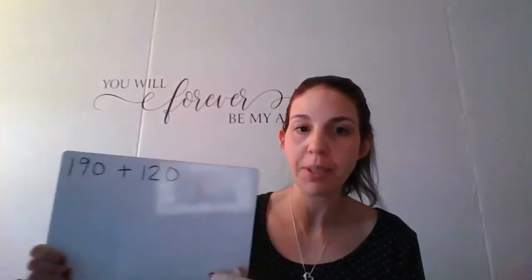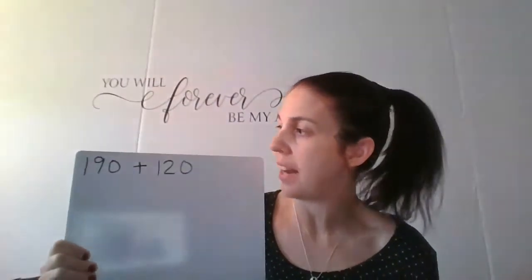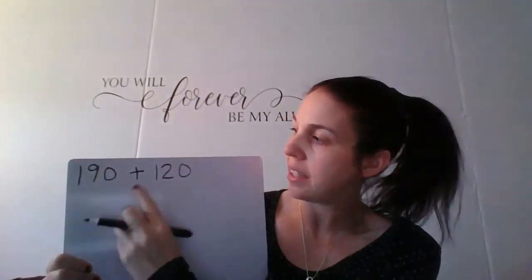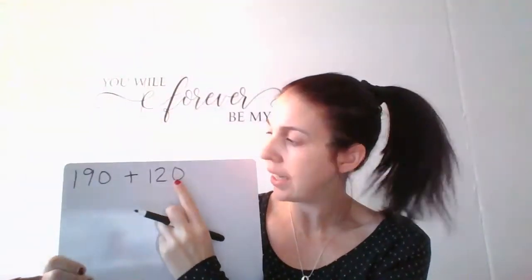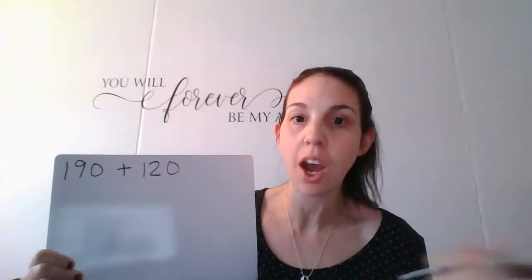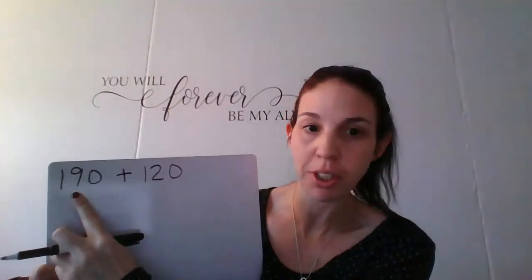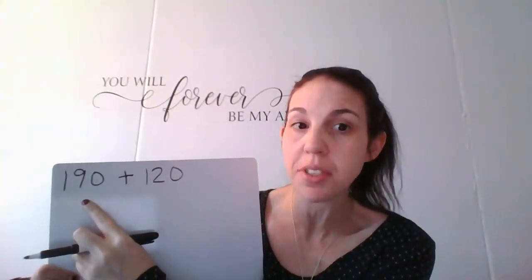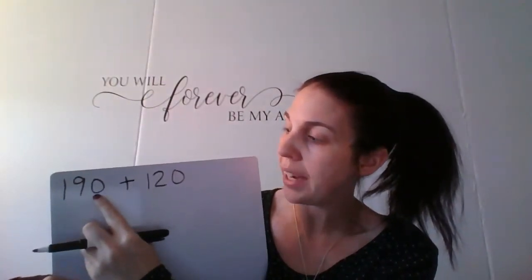So we're going to be adding three-digit numbers, and we're going to be using that strategy of adding multiples of 10. So we have 190 plus 120, and I want to know, looking at these two numbers, which one is closest to the next 100? You said 190, you were correct. So 190 is really close to the next 100, which would be 200. And I know that it is 10 numbers away.